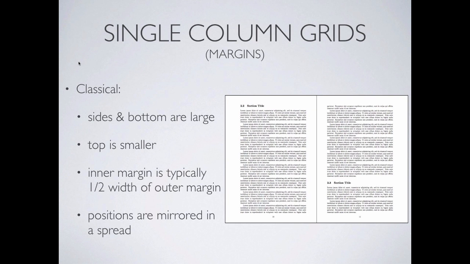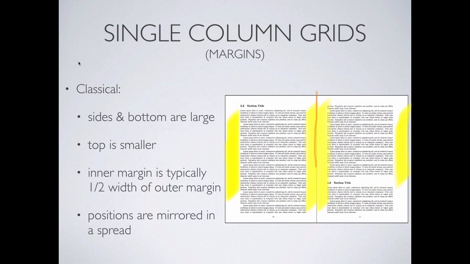If we look at the inner margin, this would be the space that's right in here, and right in here. That inner margin is generally half of whatever the outer margin is, which would be the space that's out here, or the space that's out here. So it's generally half in proportion. And I'm going to show you how to set this up a little bit further. The other thing is they're always mirrored across spreads.